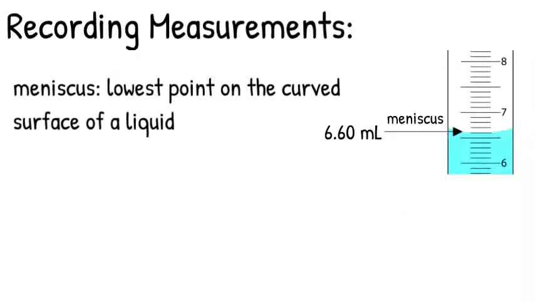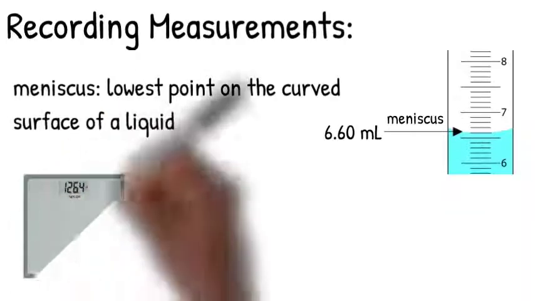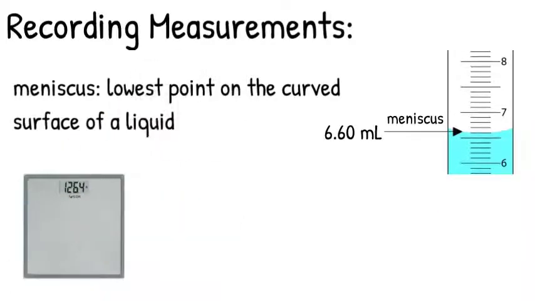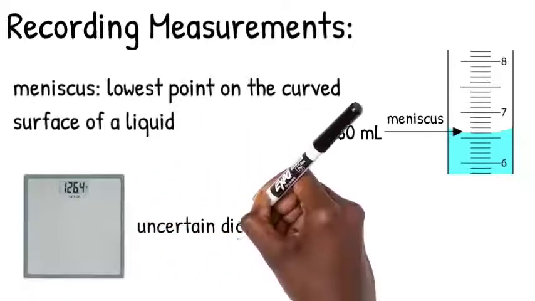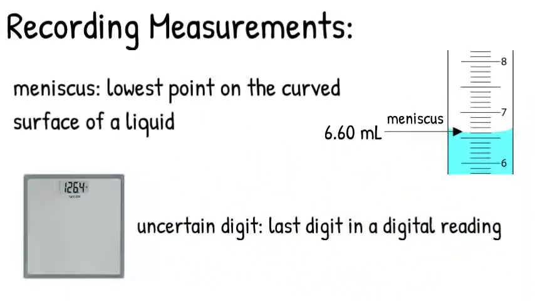The same rules apply for taking measurements of weight on a scale. If the scale is digital, the last number that is reported is the only uncertain digit.